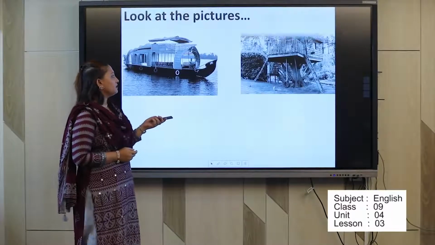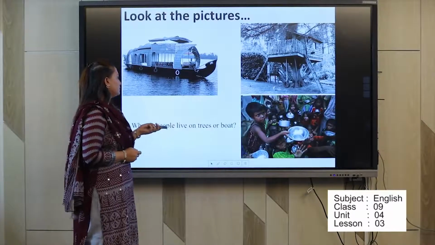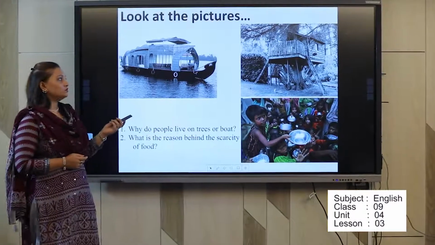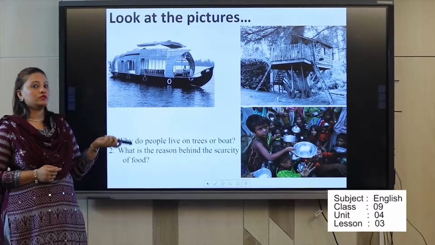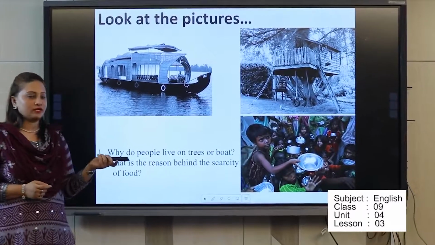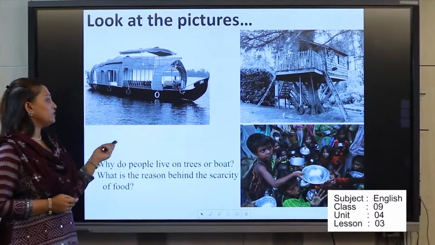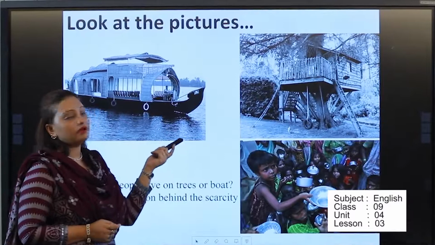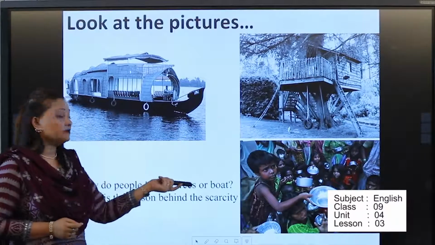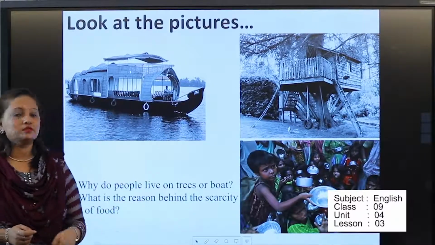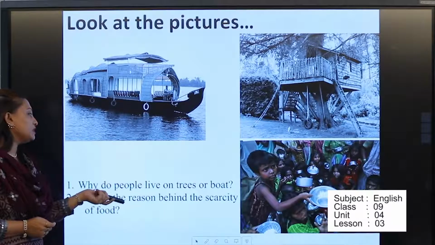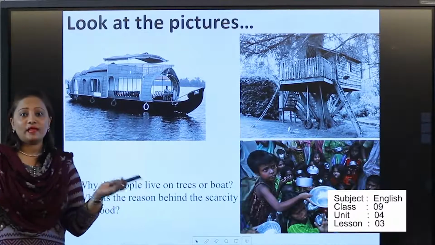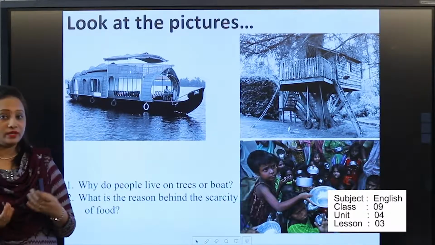So what you can see, the pictures actually, and you need to tell me, or you need to imagine, what I am supposed to read today. Here you can see three pictures. There is a boat, there are people building their houses on trees, and scarcity of food. So why do people live on trees or boats? Because there is no place for living nowadays.